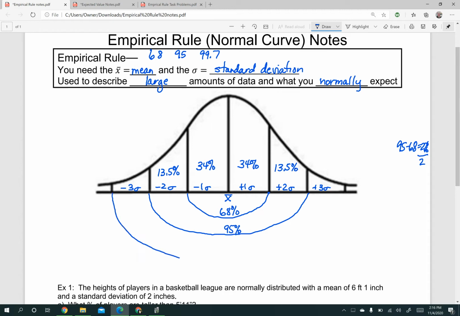From here to here, out to the three standard deviations is 99.7%. So if I do my 99.7% and I subtract 95%, that gives me 4.7%. And when I divide 4.7 by 2, that gives me 2.35. So each of these is 2.35%.